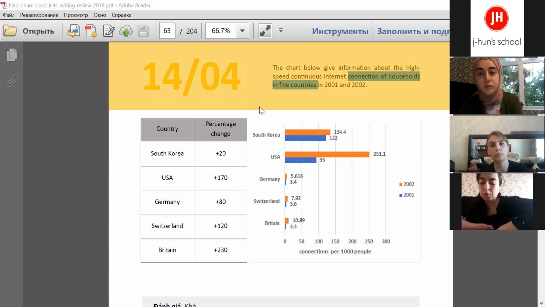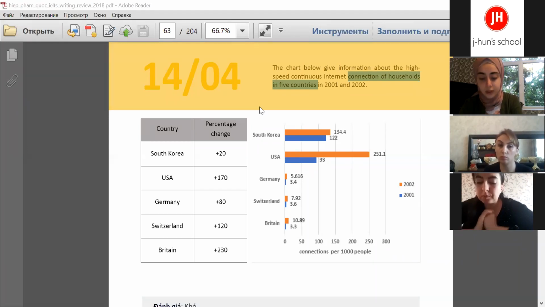Amazing. So this is a nice way to join one picture to another, saying with the table showing the percentage change in these countries. For instance, with the graph showing, with the pie chart revealing, okay? So that is a great preposition to join two pictures. Right, so go on, please.